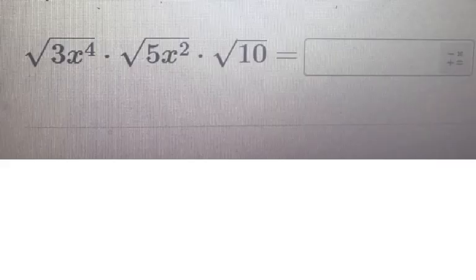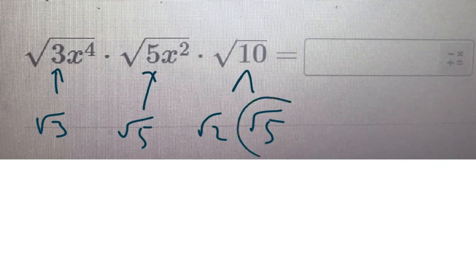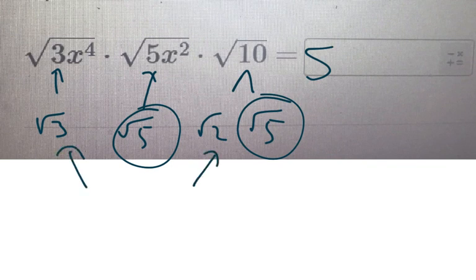One more. Notice that this is just a 3, so it's the square root of 3. This is just a square root of 5. This 10 is a square root 2 times square root 5. So I can pair up my 5's. What do I do with the 3 and 2? I times them back together. I get square root 6.